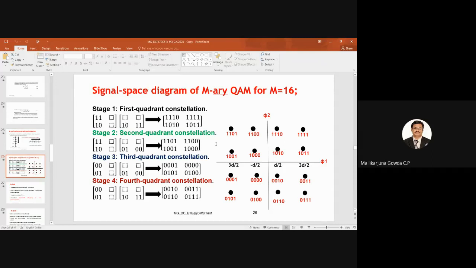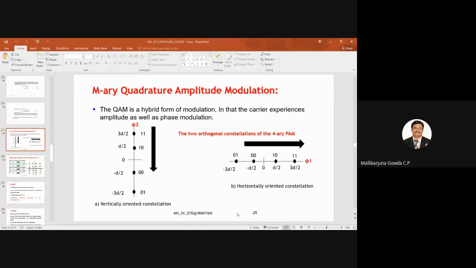Hello, able to catch this point? Yes, my dear students, I am asking, able to understand this?